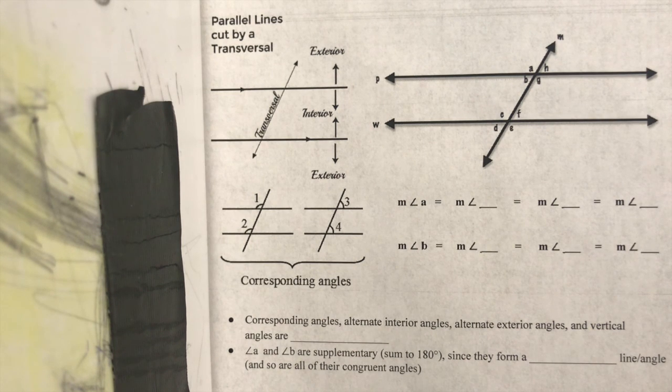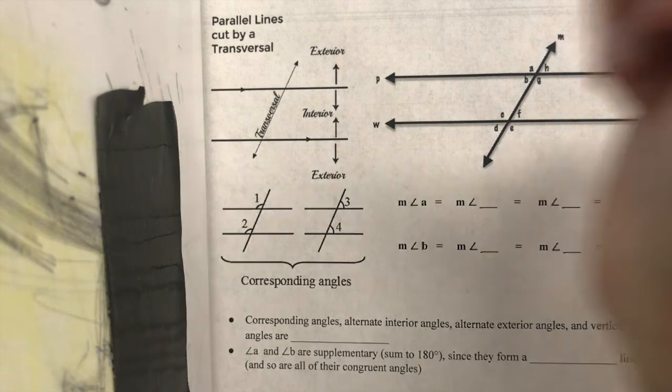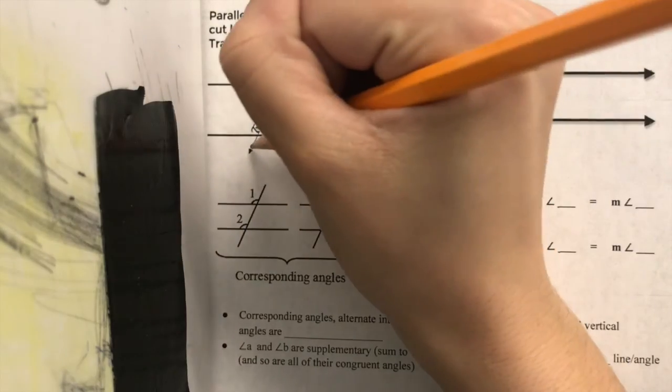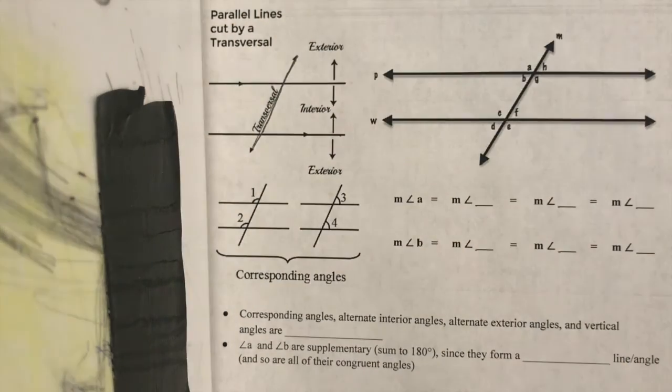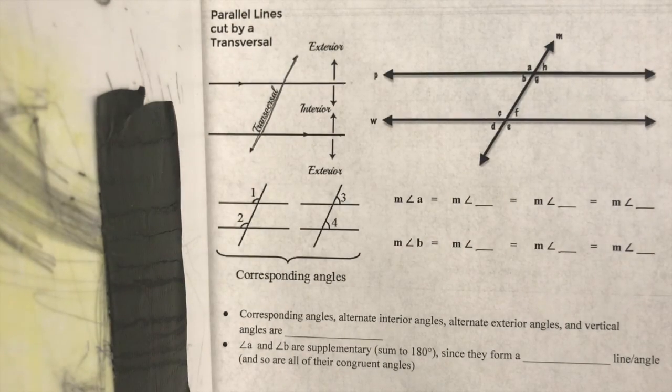So, we have parallel lines. These are parallel lines, which are lines that will never cross, always the same distance apart, that are cut by a transversal. So parallel lines, they're cut by this other line that we call a transversal. All it means is a line that's crossing parallel lines. Okay, and when we do that, lots of different angles are formed, and there are lots of names for what those angles are.